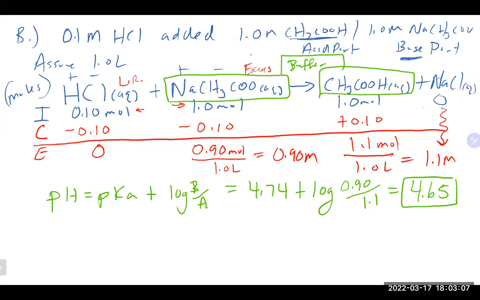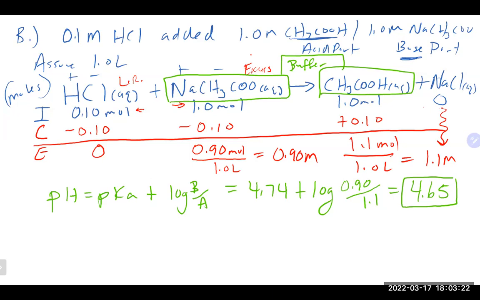Again, you can do an ICE table. The equilibrium of the first table would become the initial of the second table. Go into your Ka, solve for X, and obviously you'll get the same answer. Any questions on any of those steps there?